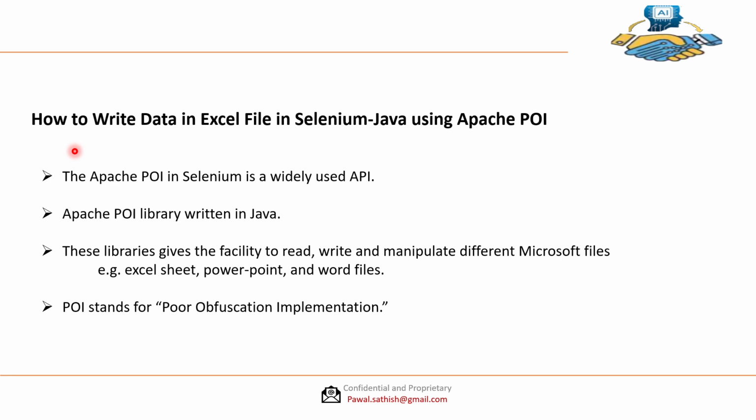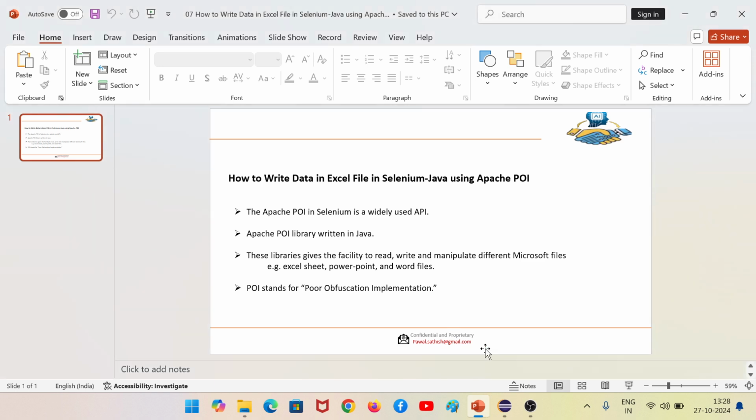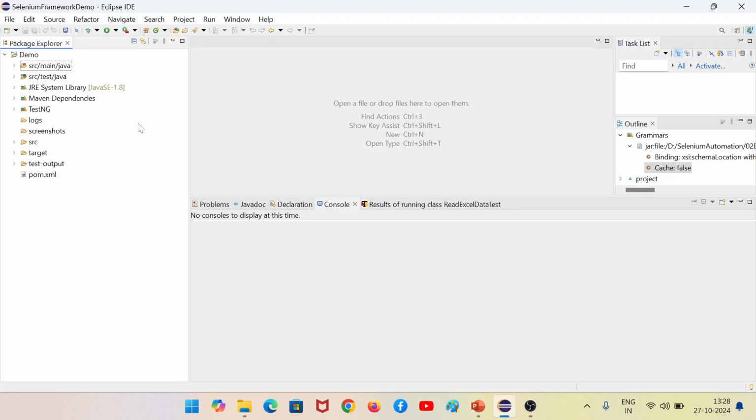Apache POI is widely used as an API in Selenium, and the Apache POI library is written in Java. This library gives the facility to read, write, and manipulate different Microsoft files like Excel sheets, PowerPoint, and Word files. As part of today's demo, we'll see how we can write data in an Excel file. I'm going to open Eclipse, and this is the Eclipse Maven project.